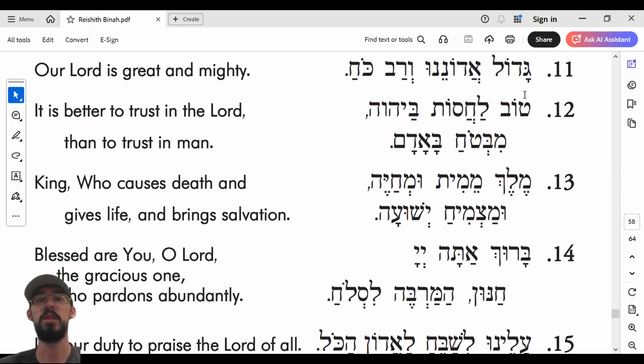Miptoch ba'adam. Tov lachasot ba'adonai, miptoch ba'adam. And the translation is it is better, it is good to trust in the Lord than to trust man. You can say it is better because it's better than something else. So it is better to trust in the Lord than to trust in man. Okay.